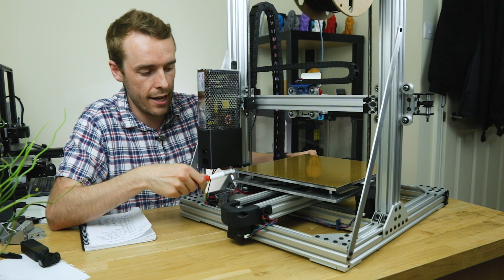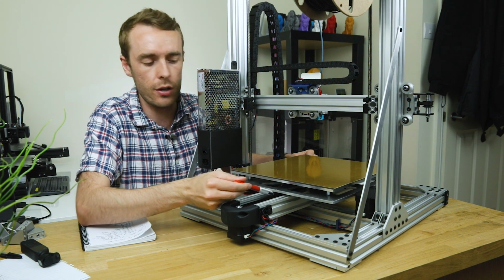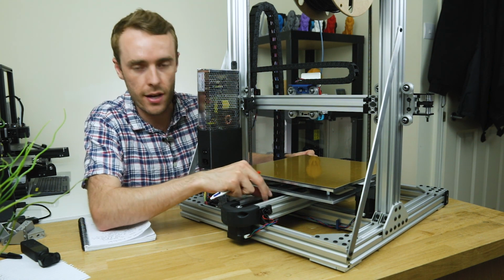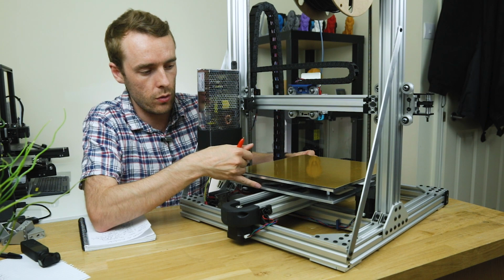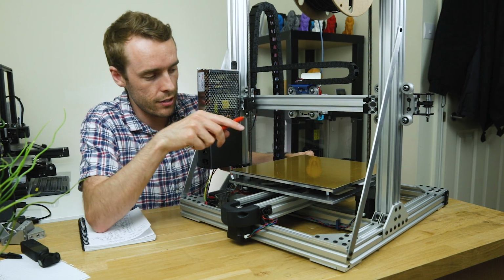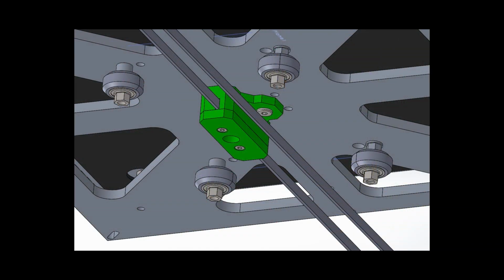Okie dokie, let's carry on. So as I mentioned, we got a Y-axis belt holder in here, and that basically mounts the belt to the base of the Y carriage. And it's right down in the middle, so it's really difficult to see. No matter where I try and put the camera, you're just not going to be able to see that.